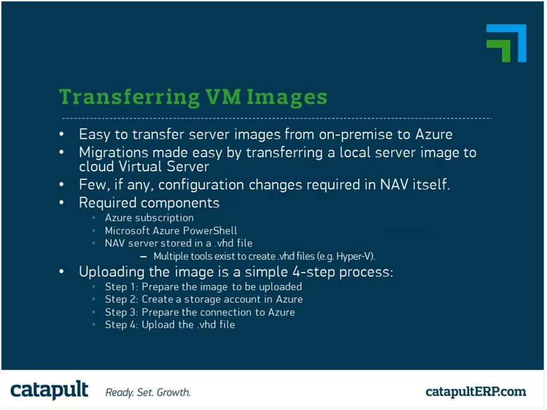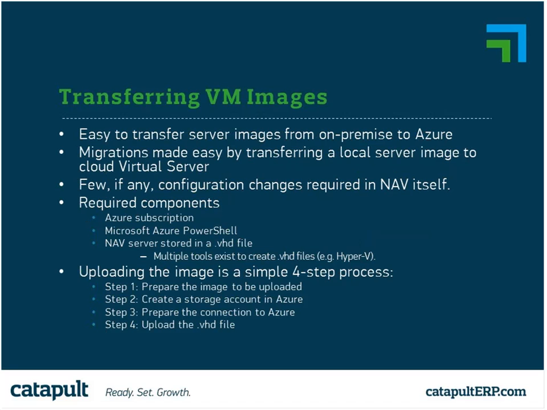So a couple thoughts on transferring virtual machine images. It is very easy to do. Basically, you create a local server image and then transfer it up to the cloud. And generally speaking, you don't really have to change anything in NAV itself. So this is really about infrastructure and servers and not so much about NAV. I won't go through too much of the technical detail, but essentially you need a subscription to Azure, you need Microsoft Azure PowerShell, and then you need your NAV server stored in a VHD file, which is a virtual machine. There are a lot of tools out there to create VHD files, so it's quite easy to do. Something you could attempt yourself if you have very capable network administrators locally in your company, or certainly something that a partner can help you with.